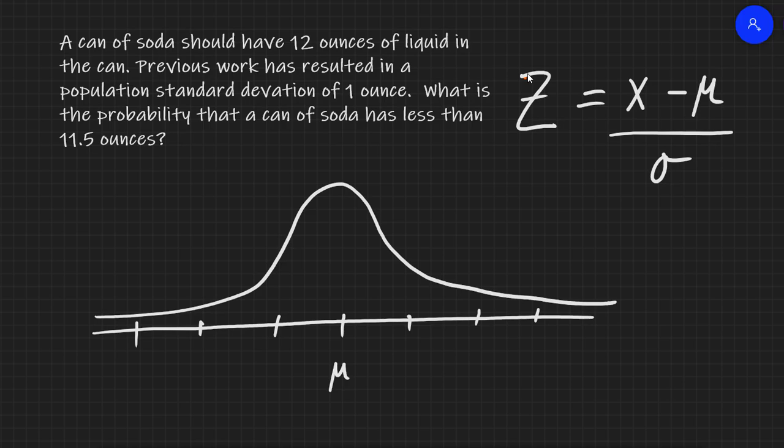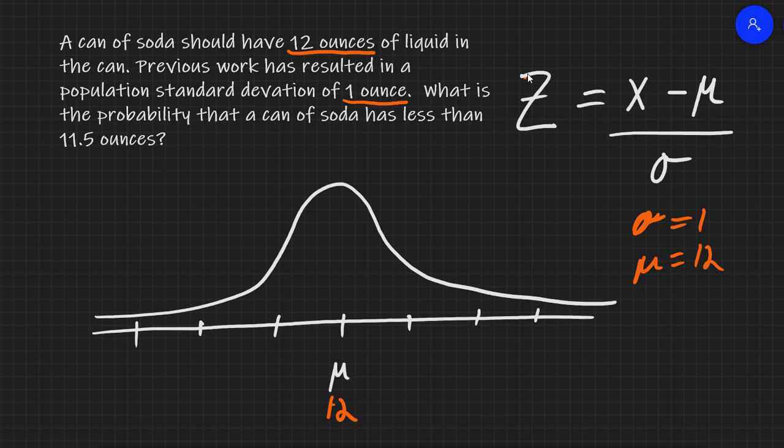All right, a can of soda should have 12 ounces of liquid in the can. Well, that's our mu, right? That's what it's supposed to be. Previous research has measured it. The average of all the cans of soda in the world is 12 ounces. Okay, fine. Previous work has resulted in a population standard deviation of 1 ounce. So I know that sigma is equal to 1. I know that mu is equal to 12.